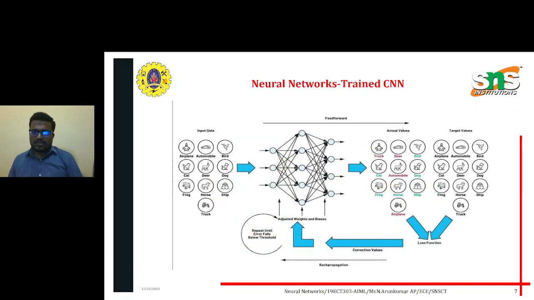And the next one is neural networks as a trained CNN. A trained convolutional neural network is one where we can automatically predict by using the image. If you give some images as input to the hidden layer, then the hidden layer passes them towards the output layer based on the input signals. If the input is the same, then automatically the output will be executed.